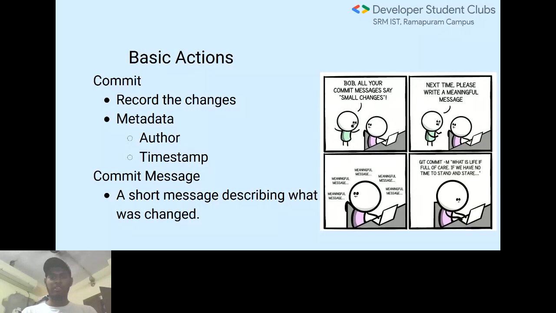It contains the metadata, that is who edited it, and on which state they have edited it. So many things like that. And commit message. Let's say I have added this feature, and I have a short message like this feature is added. It should be a meaningful message, not something like small changes every time.